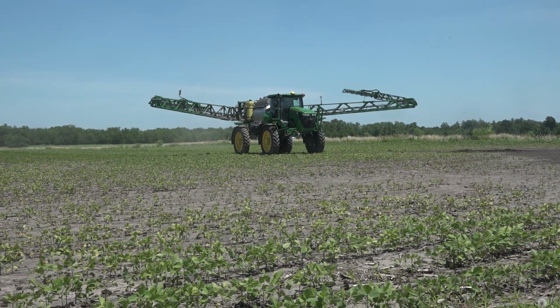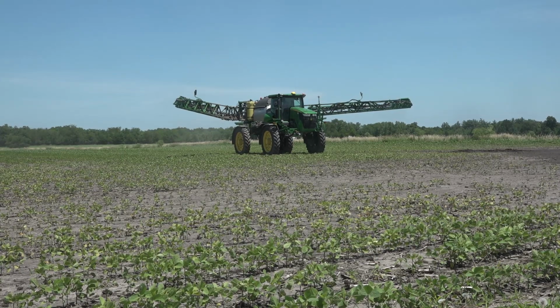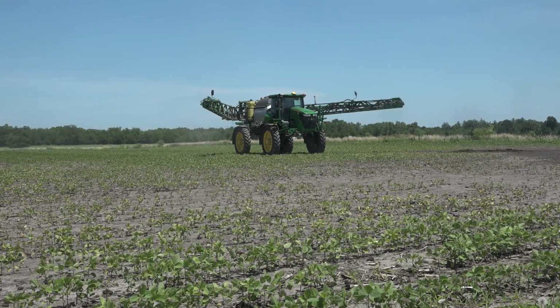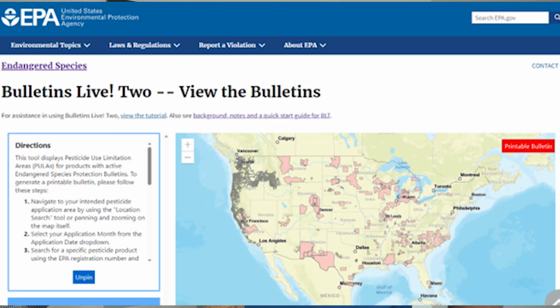How does a farmer know if there's an endangered species in his area that he could get dinged for? Yeah, so that's a really good question, and the EPA is working on that kind of communication. The biggest thing that they can use now is Bulletins Live 2, which is an online website that you can go on, register, and then look at your area and see what endangered species might be impacting pesticide labeling in that area.